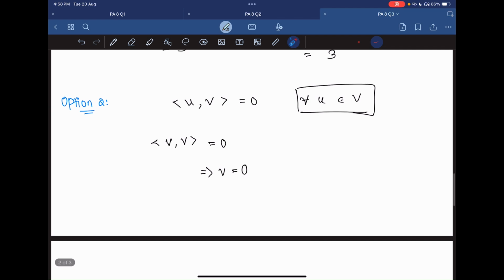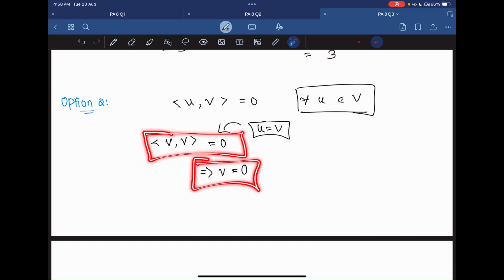So as the inner product of U with V for any U that belongs to the vector space V is equal to 0, that means U can be equal to V. For this case also it would be 0, and from the property of inner product we know that this can only happen when V is 0.